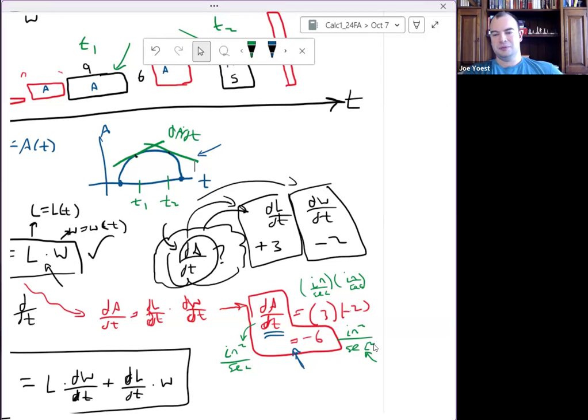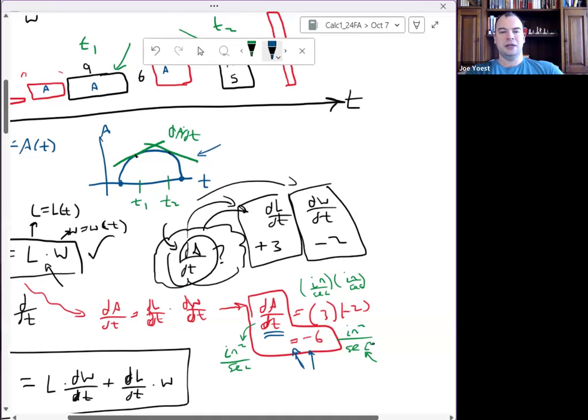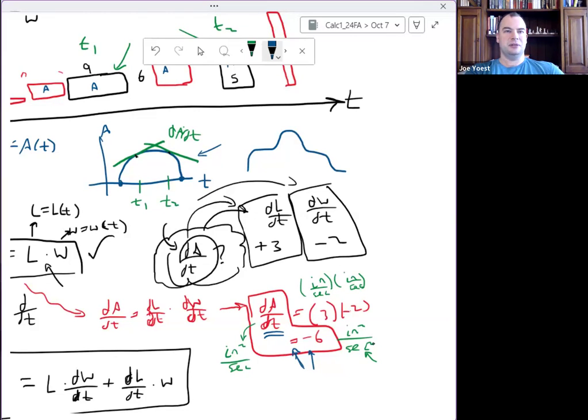And also, this just doesn't match the reasonability condition. We expected dA/dt to be positive for a bit, zero at one point, and then negative for a bit, based on our picture. Maybe our picture is more complicated, maybe it does something like this, but we certainly don't expect a tangent line with slope -6 everywhere.